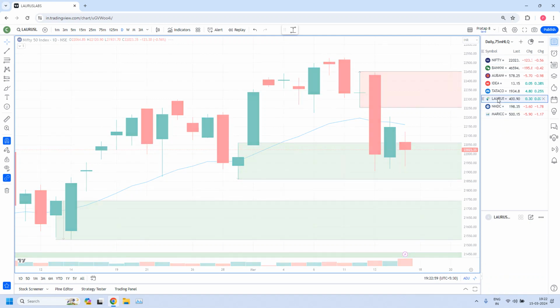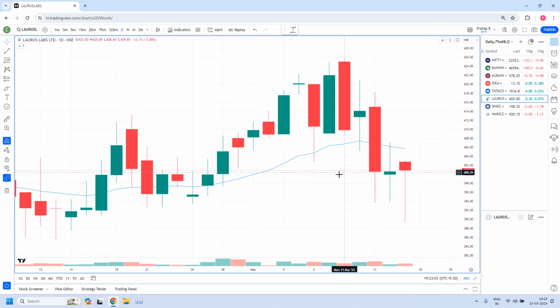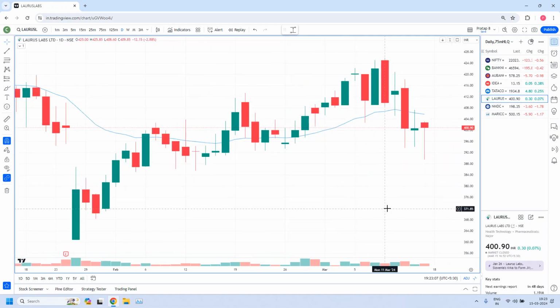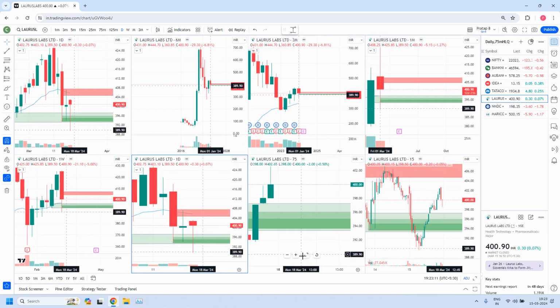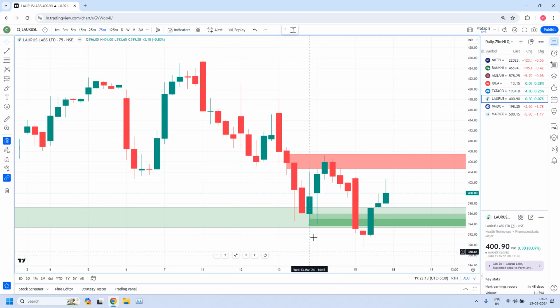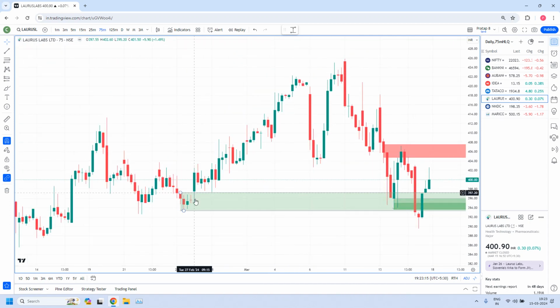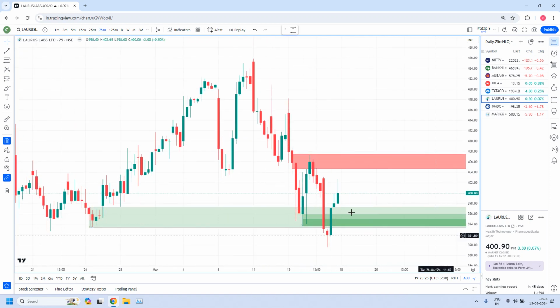First let us look into Laurus Labs because yesterday we got a very good trade. And moreover, we already discussed Laurus Labs. Laurus Labs is a 75 minutes high liquidity zone. That is what we have seen in our yesterday's video. We have a leg-in ERC candle. We have 1, 2, 3, 4 base candles and a rally candle. This is the way our software identified this zone. And yesterday we took a trade in this zone.